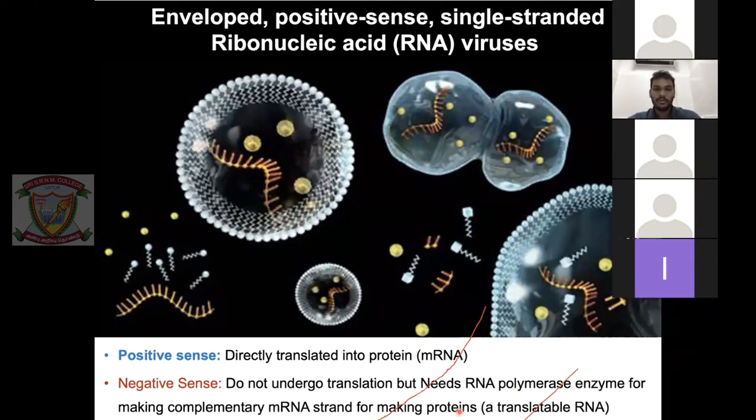So now I hope you understand what is positive sense and negative sense. You know, in Tamil, there is a saying, something like that, which means you just come directly and then start working on it. So positive sense basically means that. You have the mRNA that is ready for translation. That is why they spread so fast.